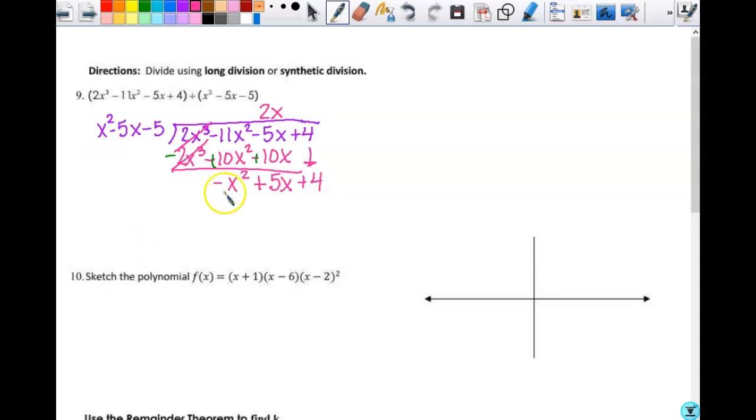So x squared goes into negative x squared negative 1 times. So I get negative x squared plus 5x plus 5. Go in here and change my signs. So then these zero out, and I'm left with a negative 1. So my answer then is 2x minus 1 plus a negative 1 over x squared minus 5x minus 5.